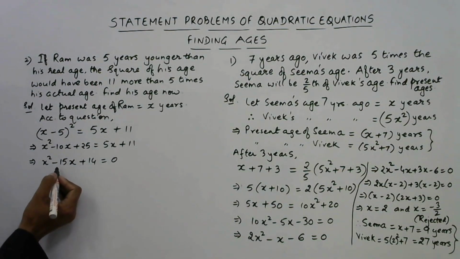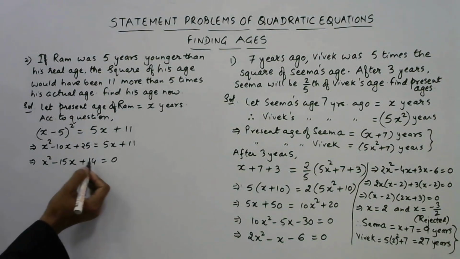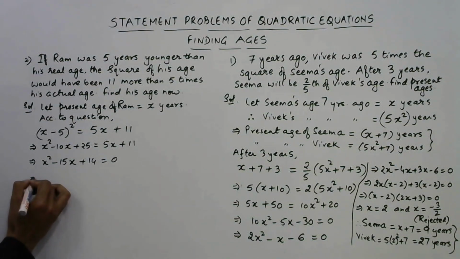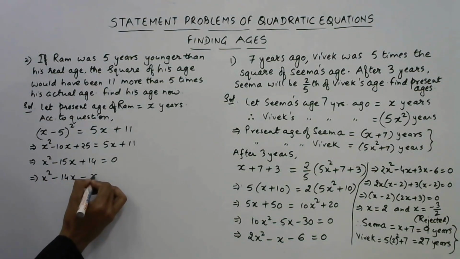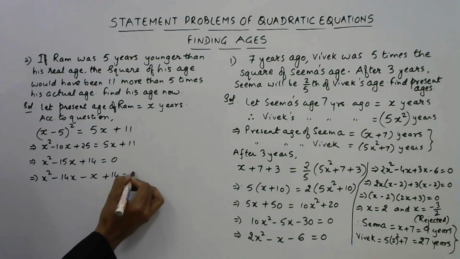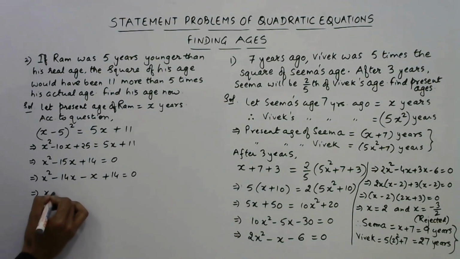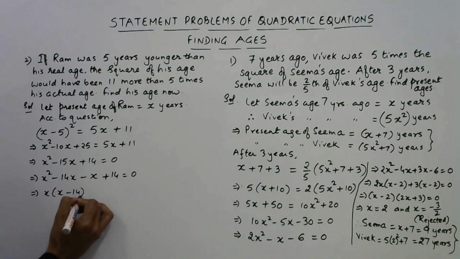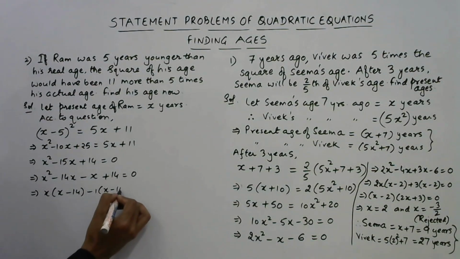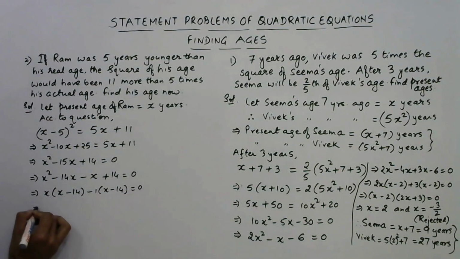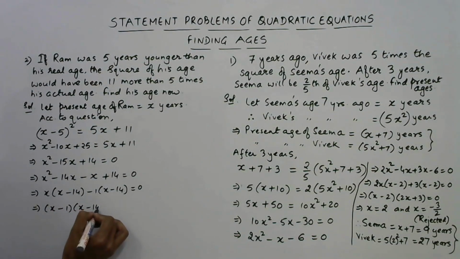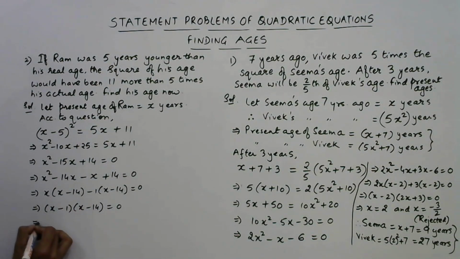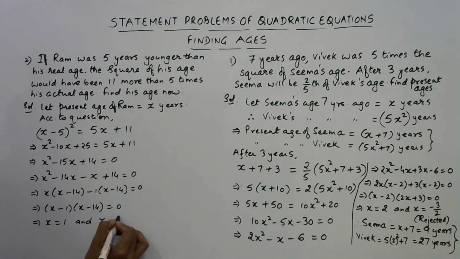So two numbers whose sum is minus 15 and product is 14: minus 14 and minus 1. So x square minus 14x minus x plus 14 equal to 0. Take common: x into x minus 14, minus 1 into x minus 14, equal to 0, giving you two factors x minus 1 and x minus 14. And you get x equal to 1 and x equal to 14.